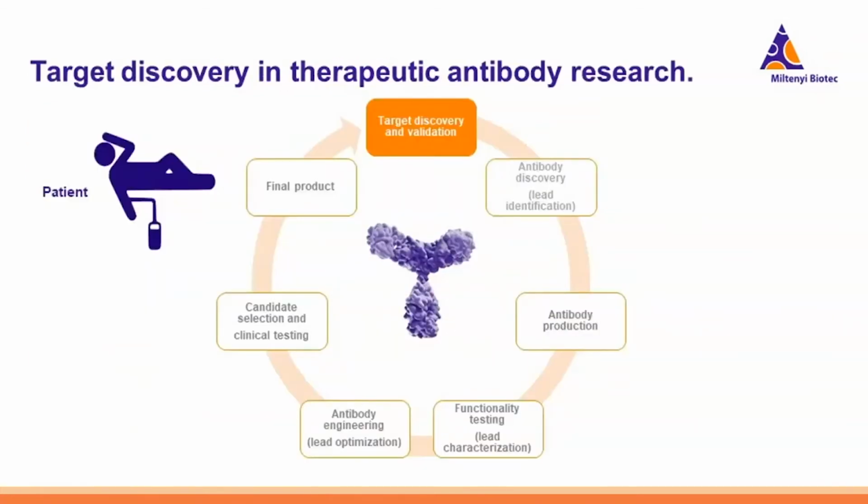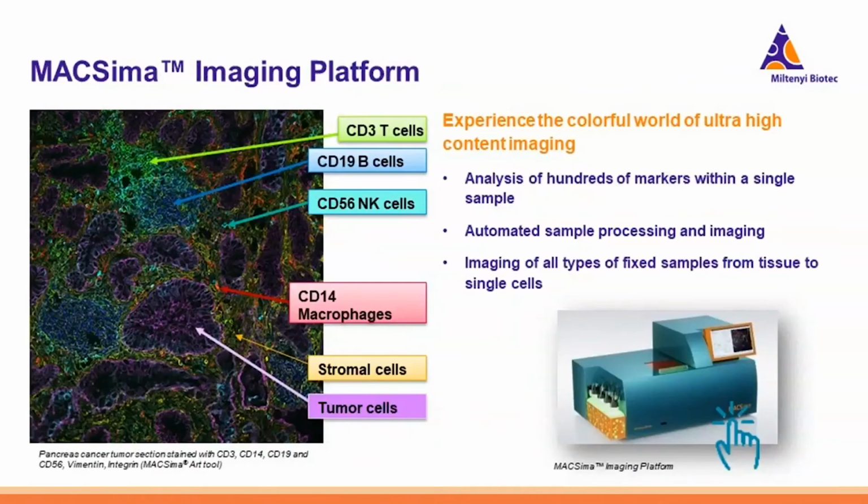So let's directly start with target discovery and validation, because this is a very important step in this whole process. When you don't have the right target, it's really complicated to work. You can do this with the Maxima imaging platform. That's an ultra high content imaging system where you can analyze hundreds of markers with a single sample. So it's really an automated sampling and imaging process, and you can image all types of fixed samples, from tissue to single cells.